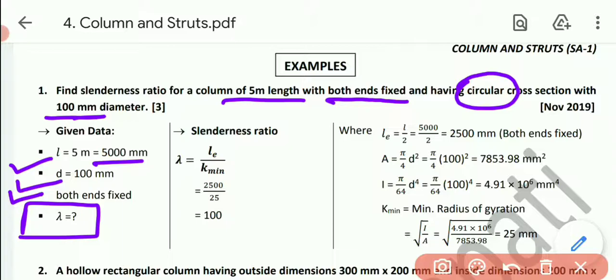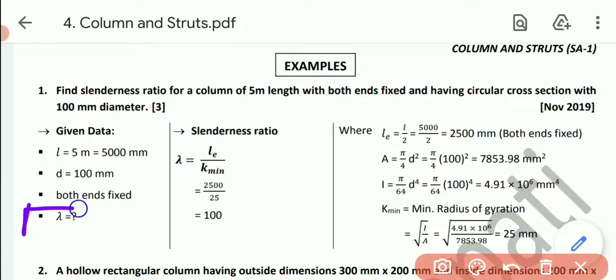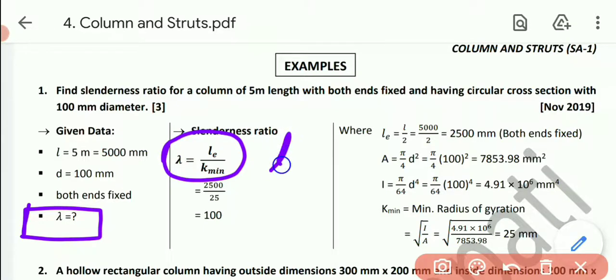So diameter is 100. So this is the data given to us. Now always remember the formula from which you will get the answer. We need to calculate lambda, so lambda's formula will be this one, say LE by K minimum. So we need two unknowns, number one LE and next K. Now K means radius of gyration, so ultimately its formula will be root of I by A.